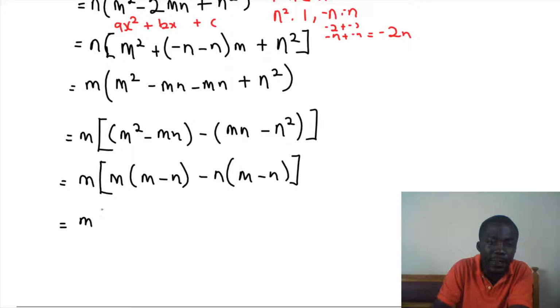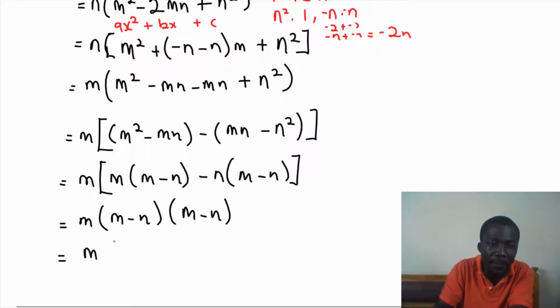Then we proceed by factoring m minus n out. Then we'll be left with another m minus n. Then m minus n multiplying m minus n will give us m minus n squared. And this will be our final result.